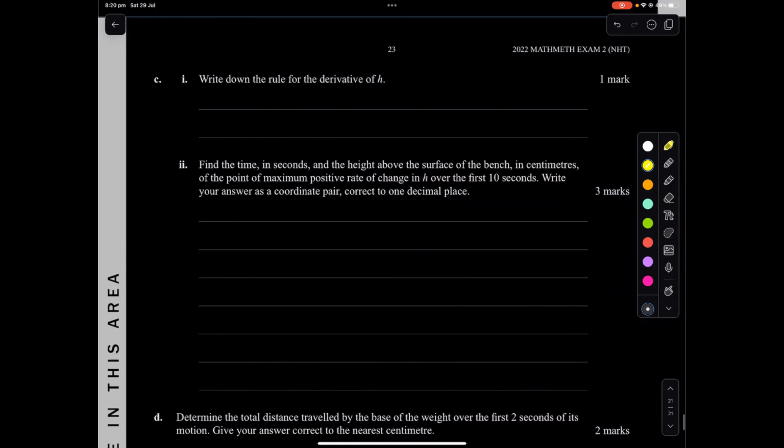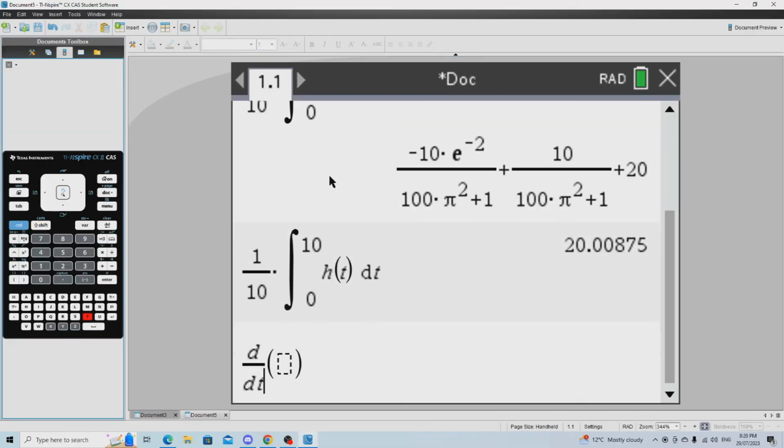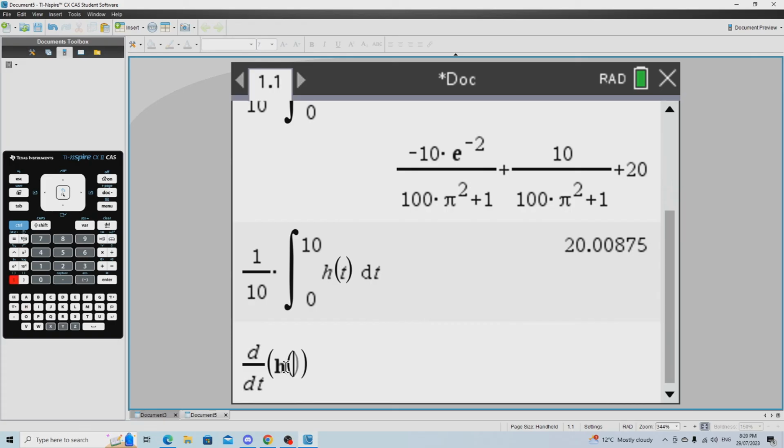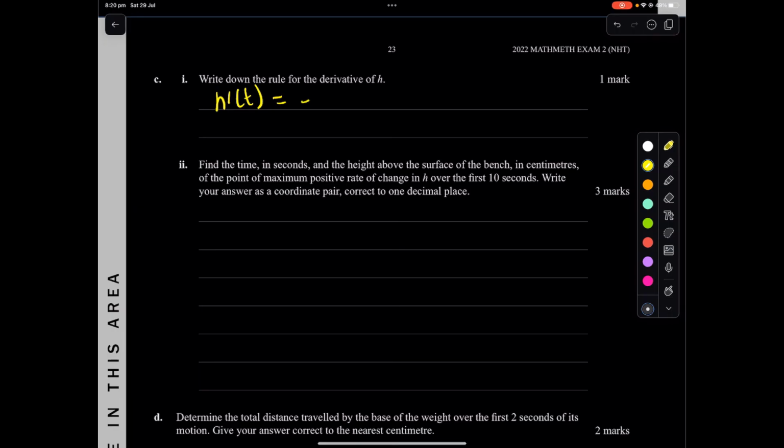Okay, write down the rule of the derivative of h. Very easy. So h(t) is this ugly function, and the derivative with respect to t of h(t) we're just going to write as negative 4e^(-t/5) cos(2 pi t) minus 40 pi e^(-t/5) sin(2 pi t). Okay, we all forgot pi. Next question.